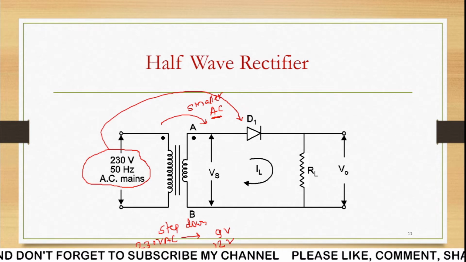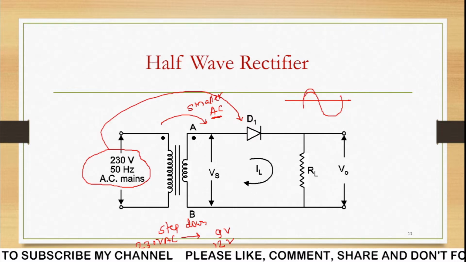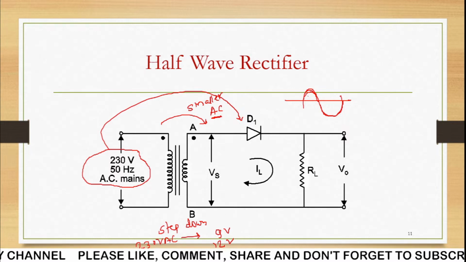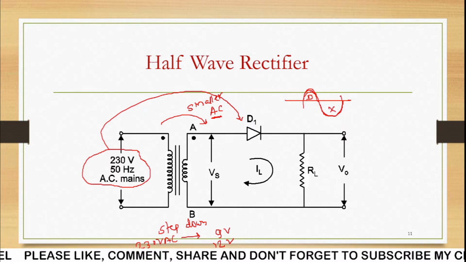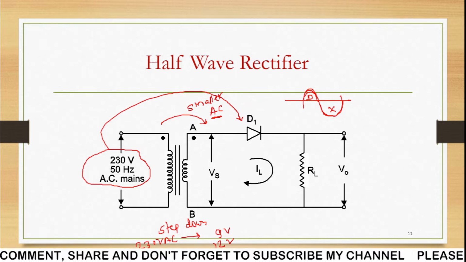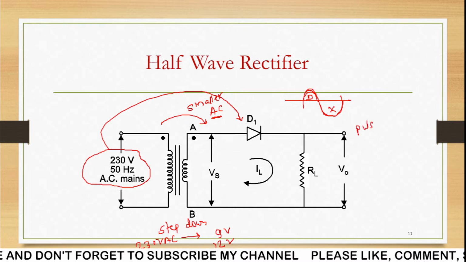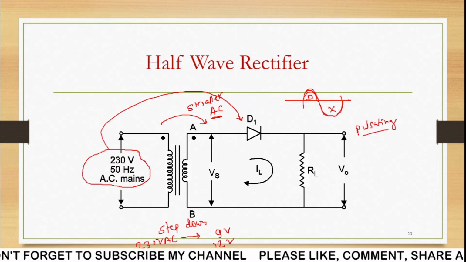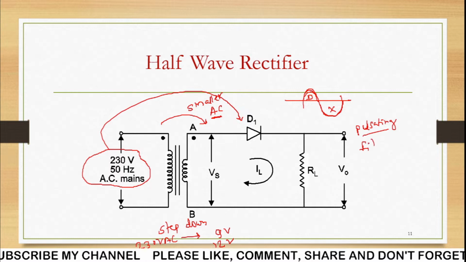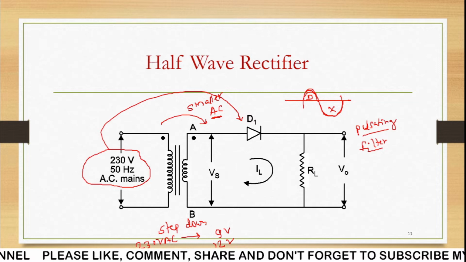Since the AC is alternating current, it has a positive cycle as well as a negative cycle. The diode will conduct only for the positive cycle and it will not conduct for the negative cycle. That's why we are converting this particular AC into a DC. That DC will be a pulsating DC, which is nothing but a DC with an AC component, and using a filter we can remove this AC component that is available at the output.